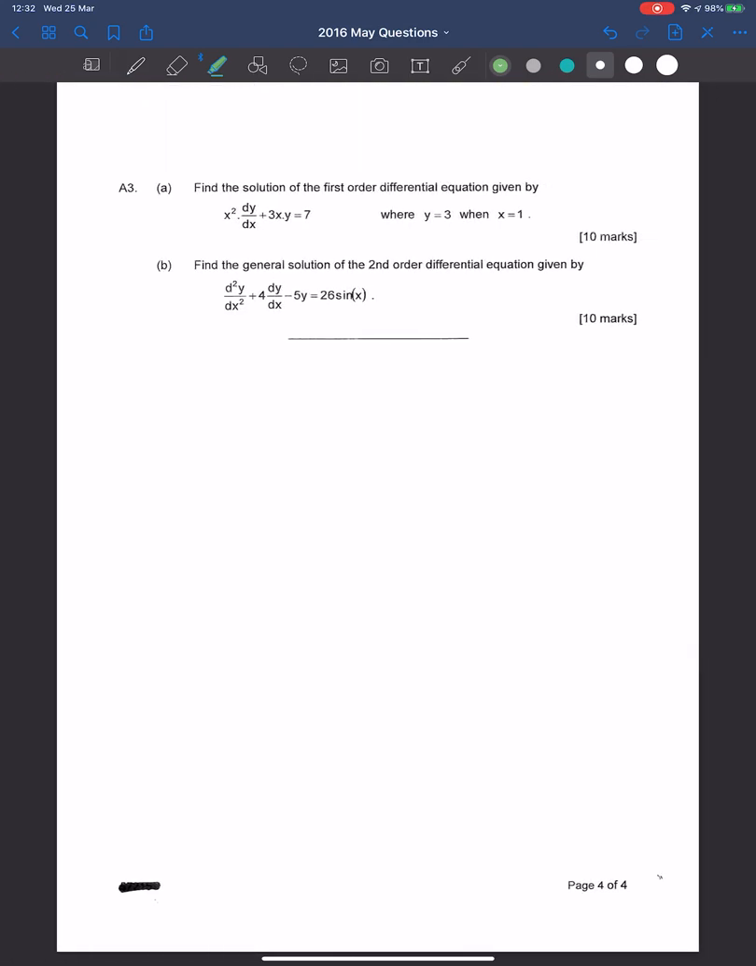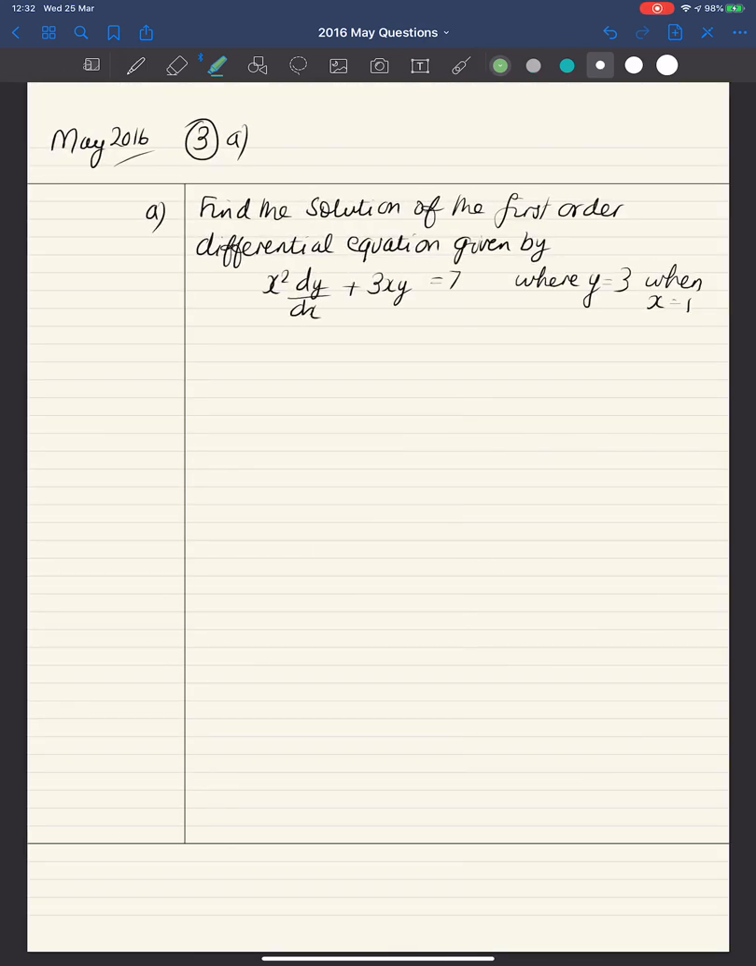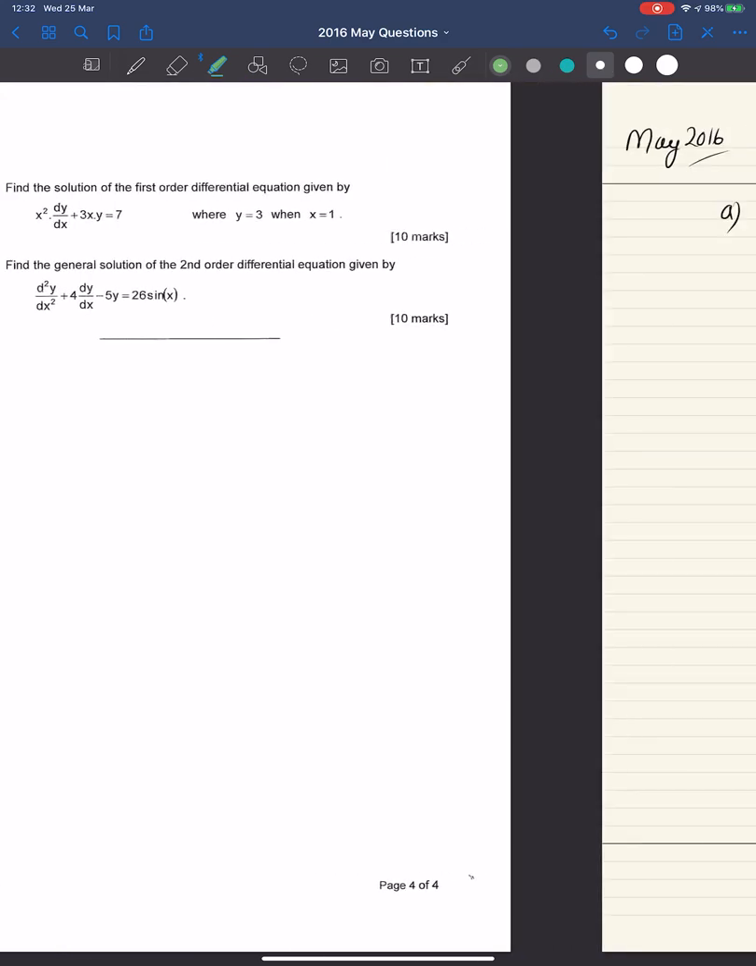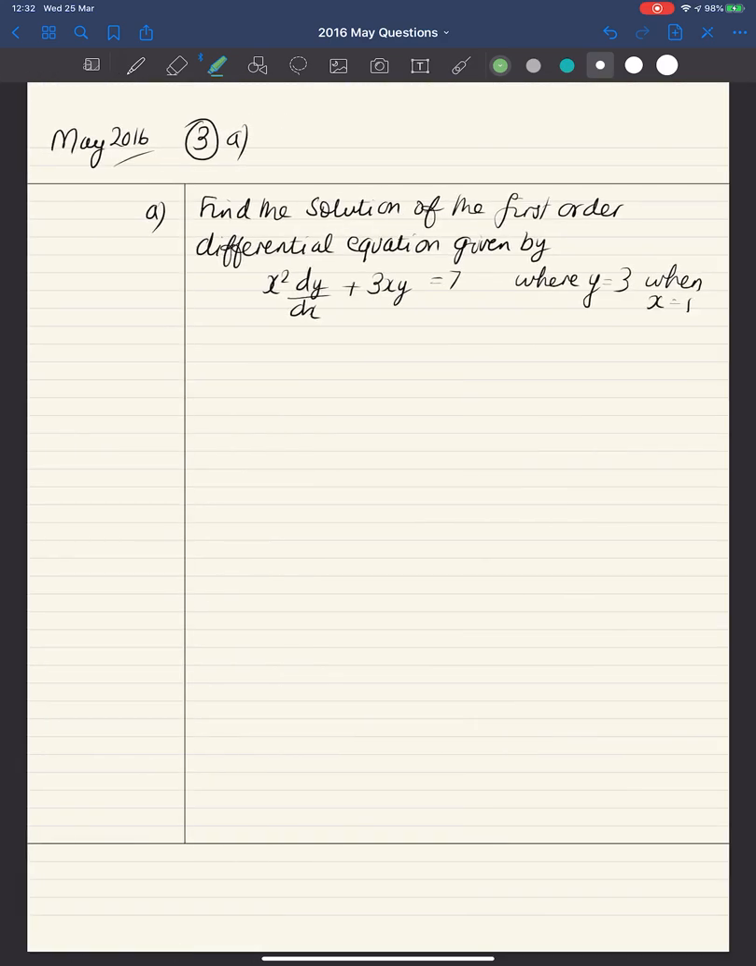Right, we're on to A3 now. Find the solution of the first order differential equation. I've written them up here. It's given by x squared dy by dx plus 3xy equals 7, where y is 3 when x is 1. Okay, so hopefully by now you've seen the videos and notes that I've done on differential equations. This question 3 is all about differential equations. Question 2 is all about the integration.